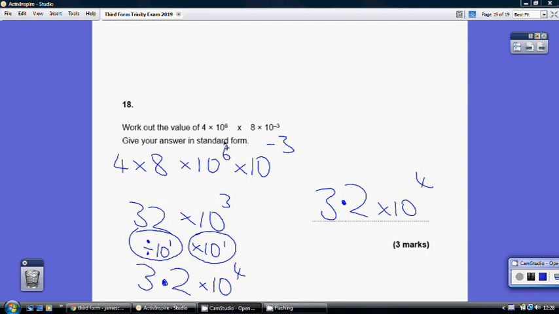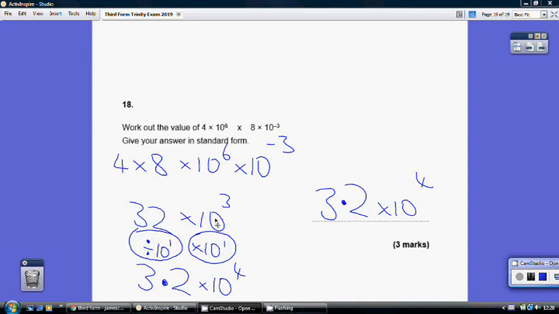Now in standard form, the first number has got to be between 1 and 10. So in order for that to happen, we need this to be 3.2. So we're going to choose to divide the first number by 10. But we can't change the overall number, so if we're dividing the first number by 10, to offset this, we've got to choose to multiply the second number by 10. Because dividing by 10 and timesing by 10 cancels each other out, so overall the number isn't changed.